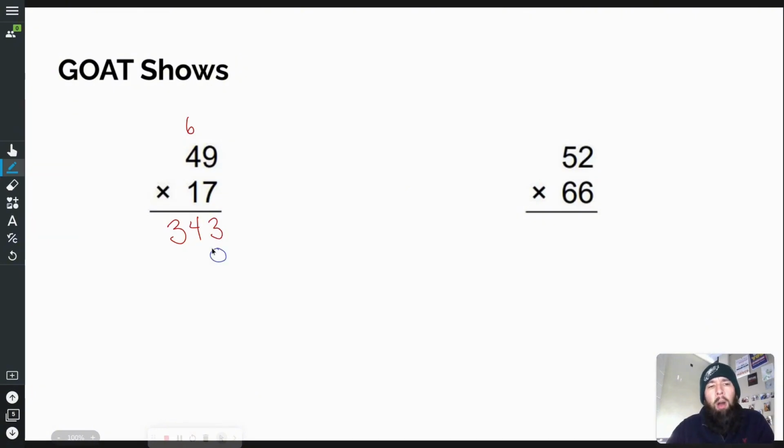Always put a 0 under there and do it again. 1 times 9 is 9. 1 times 4 is 4. Add up the 2 rows. 3 plus 0 is 3. 4 plus 9 is 13. Add a 1. 1 plus 3 is 4. 4 plus 4 is 8. 833.